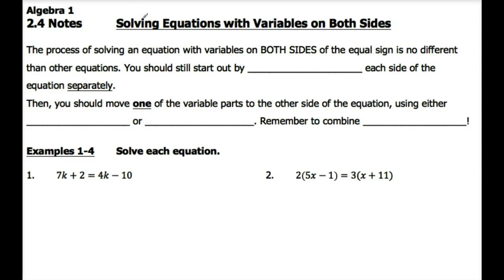So the process of solving an equation when you have variables on both sides is really no different from the other equations. Just like in the last video, we're going to start out by simplifying each side of the equation separately. We'll look at the left side, do any simplifying we can, and then look at the right side. Once we simplify, we're going to move one of the variable parts either from the left to the right or from the right to the left by doing either addition or subtraction. And when we do that, we want to remember to combine our like terms.